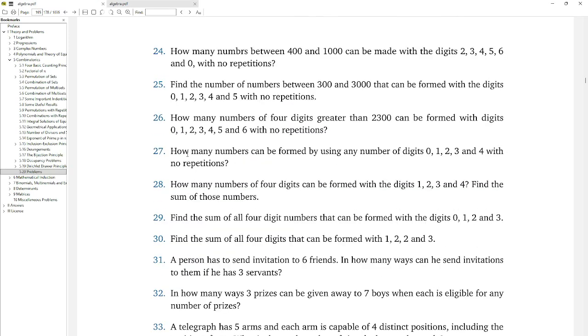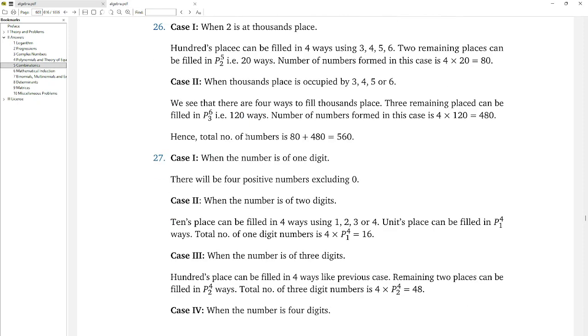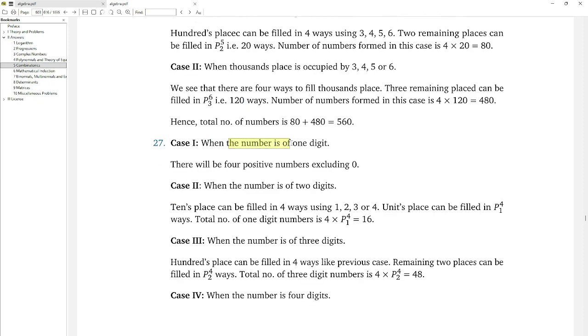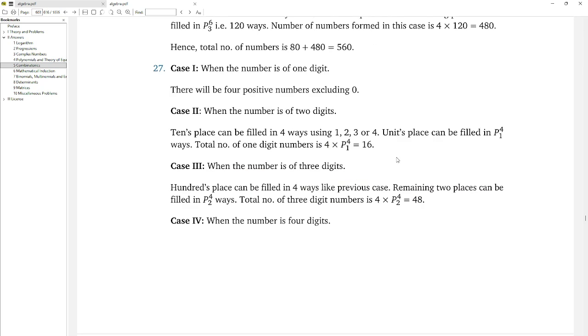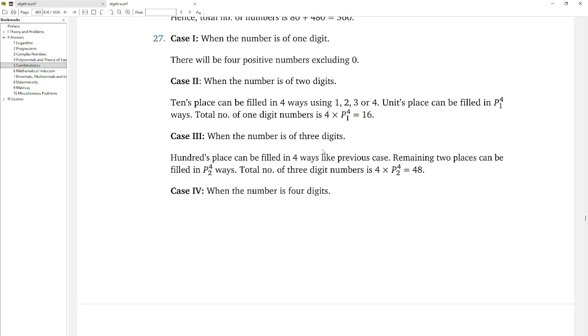Question 27 says that how many numbers can be formed by using any number of digits 0, 1, 2, 3, 4 with no repetitions. So first case is when the number is one digit, there will be four positive numbers excluding 0. The second case is when the number is of two digits. Tens place can be filled in four ways using 1, 2, 3, 4. Units place can be filled in 4P1 ways, that is 4 ways. So total number of ways is 4 into 4, 16.